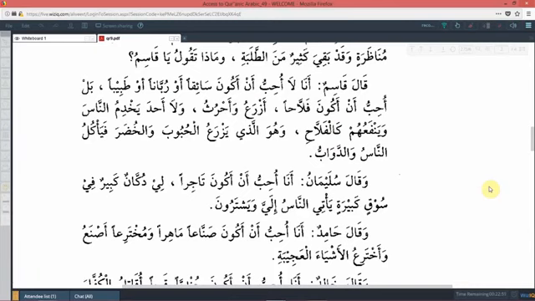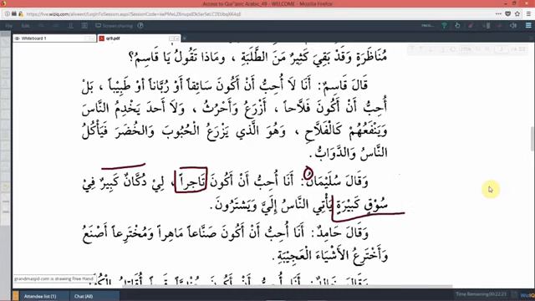وَقَالَ سُلَيْمَانُ, and Sulaiman, he says, or he said, أَنَا أُحِبُّ أَنْ أَكُونَ تَاجِرًا. I want to be a tajir, a merchant. لِي دُكَانٌ كَبِيرٌ. For me, or belonging to me, a big shop, a big store. فِي سُوقٍ كَبِيرَةٍ. In a big marketplace.